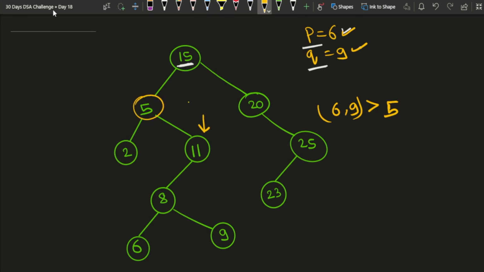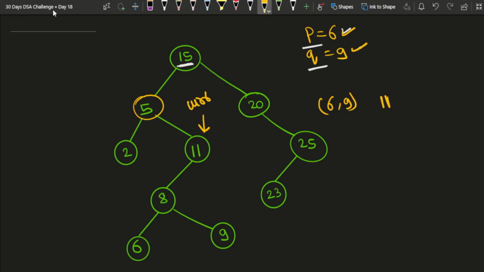So let's say now I am standing here at this node 11, right? Again, we will do the same thing. What is the current node value? The current node value is 11, okay? And we are looking for two nodes with the values 6 and 9.